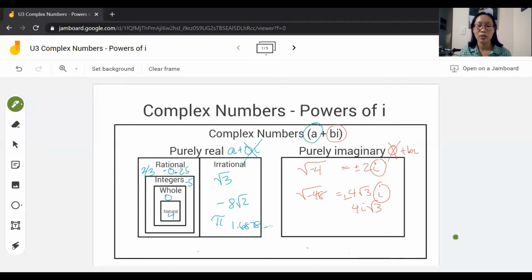For example, when you solve quadratics, sometimes you get something of the form -1 plus or minus 3i root 2. That's a complex number. Or you can have 4 plus or minus 2i. We're going to focus on the base unit i and what happens when you raise i to different powers.